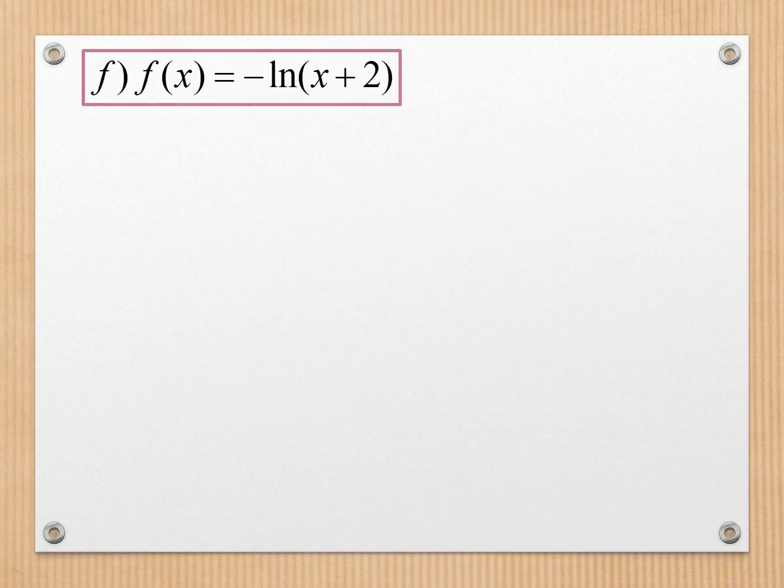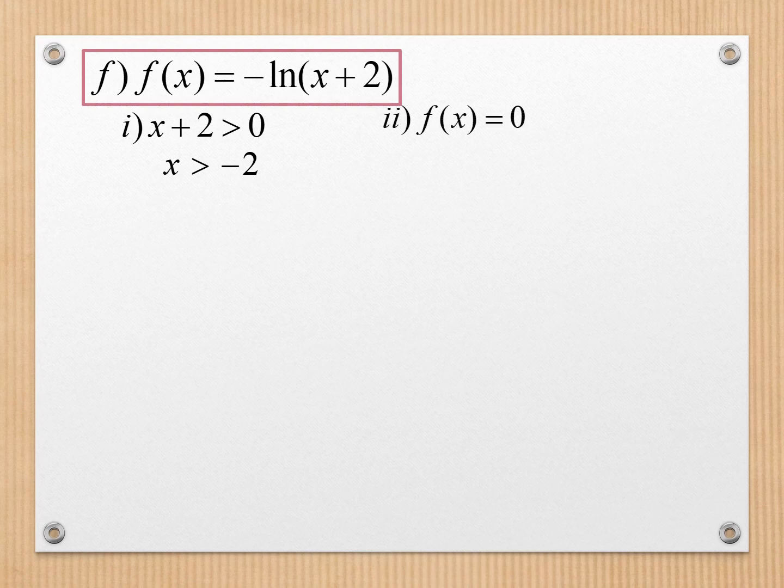For question F, f(x) equals negative ln(x + 2). So first, we find the domain of this function. x plus 2 is more than 0, so x is more than -2. So the domain for this function is (-2, ∞). Which means that the vertical asymptote is at x equals -2.